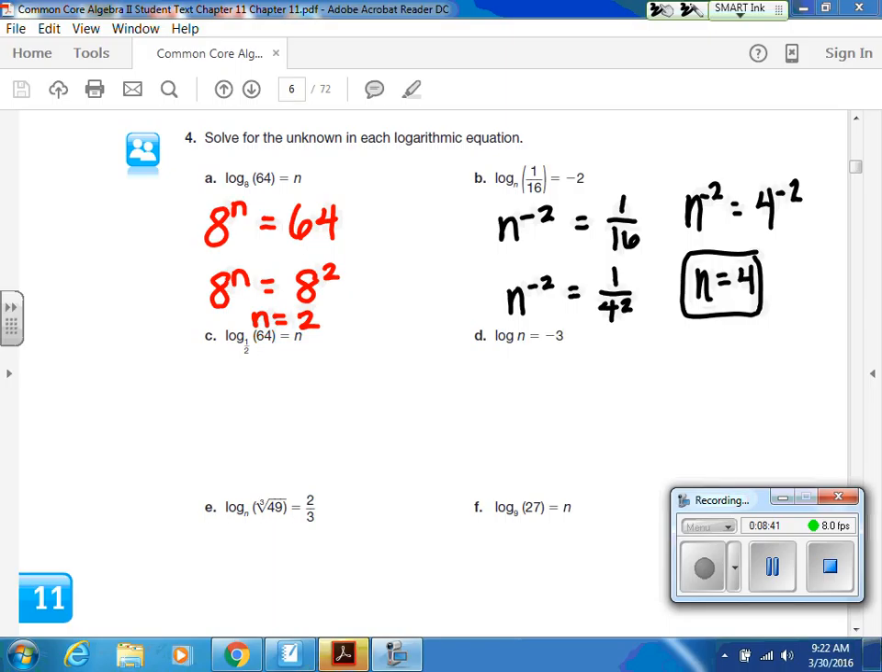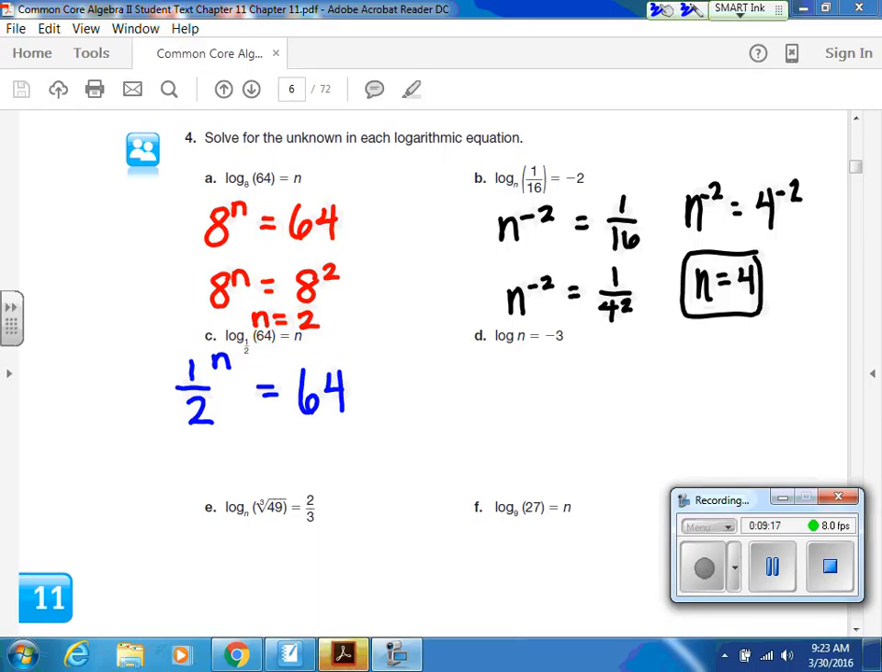Over here, what about C? Right here. What's that going to look like? 1/2 to the n equals 64. Okay. I probably should put this on another page. 64 is a power of 2. Does anybody know what power of 2 64 is? What is it?